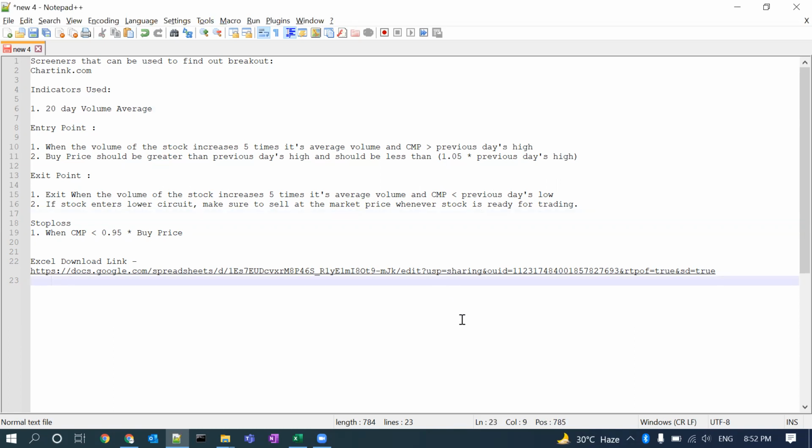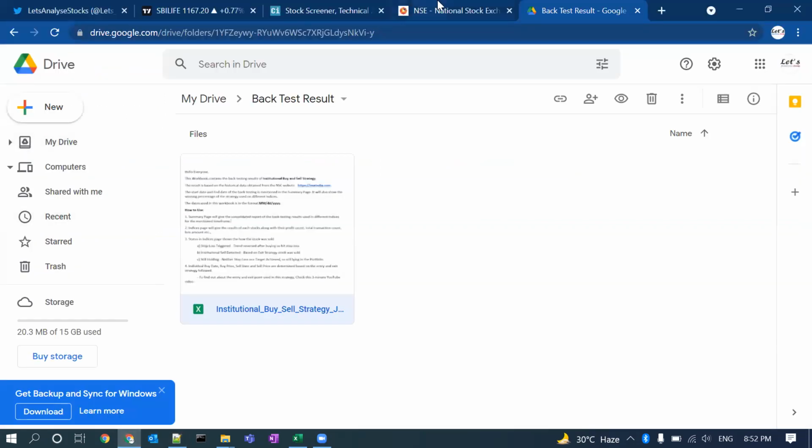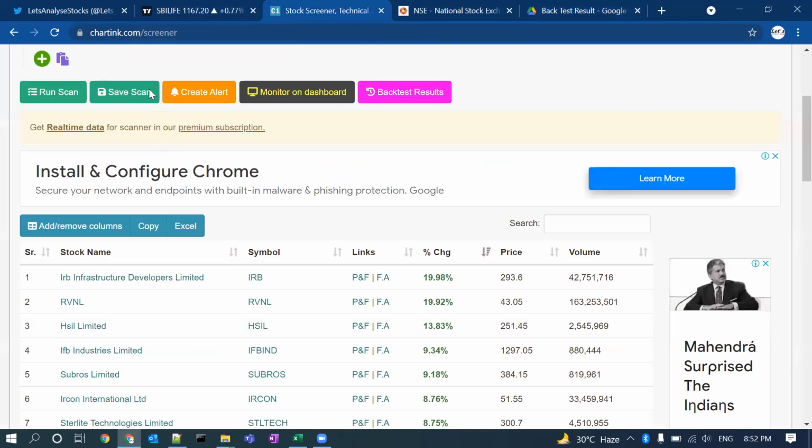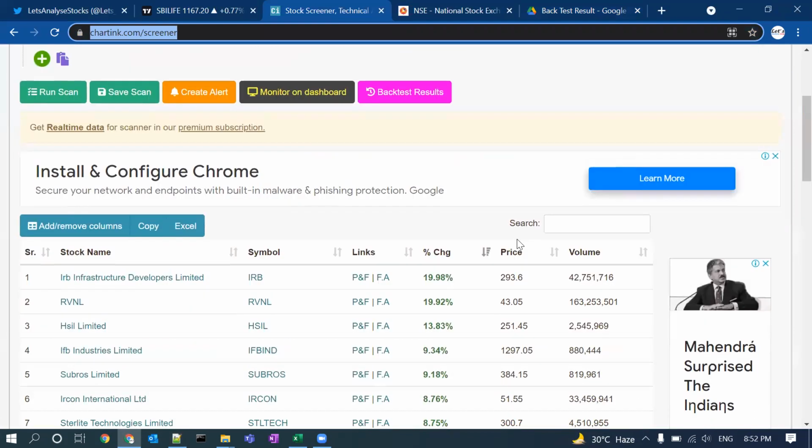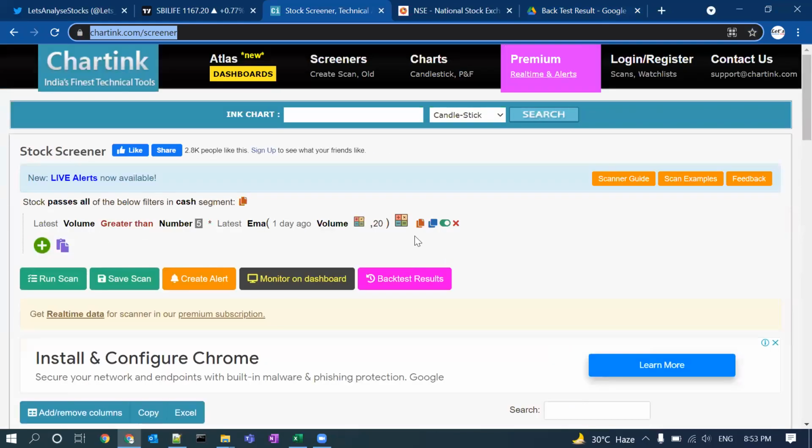In order to find out the breakout in volume, you will need a scanner. For this demo, we are going to use the charting.com screener. You can open the charting.com website and go to the screener section. You can create a screener and it will list out all the stocks that match the query that you put.